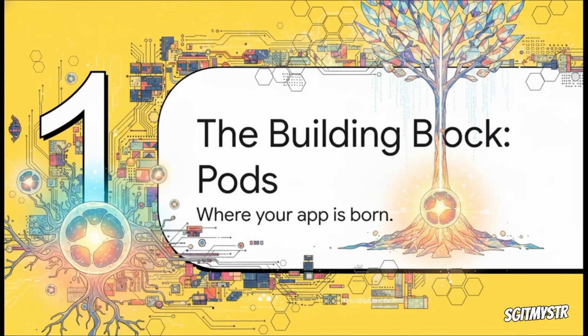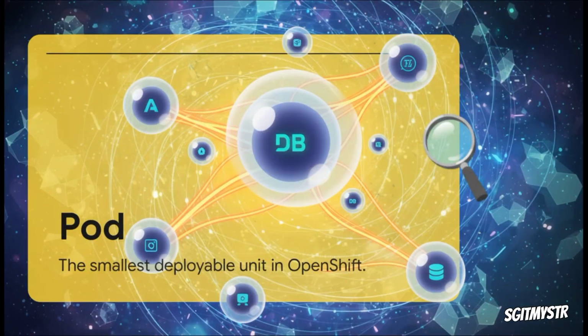Okay, so every single application's journey in OpenShift starts right here with the pod. And this isn't just some technical term, it's literally the birthplace of your running code. So what on earth is a pod? Well, it's the most basic, the smallest thing you can possibly deploy. Think of it like a wrapper around your application's containers. It gives them a shared home, a shared environment, including their own unique network IP and storage. It's really the fundamental atom of the entire OpenShift universe.